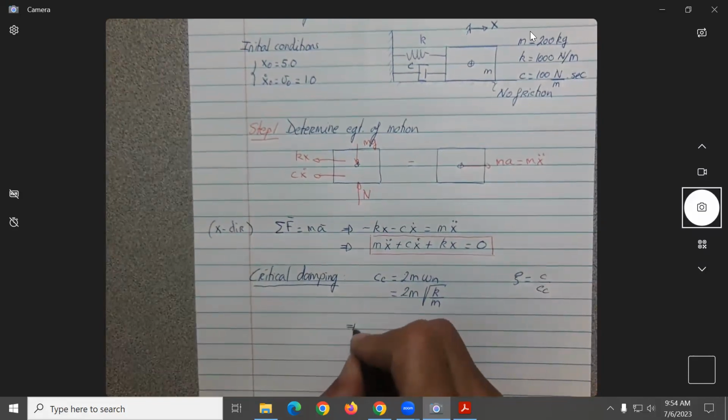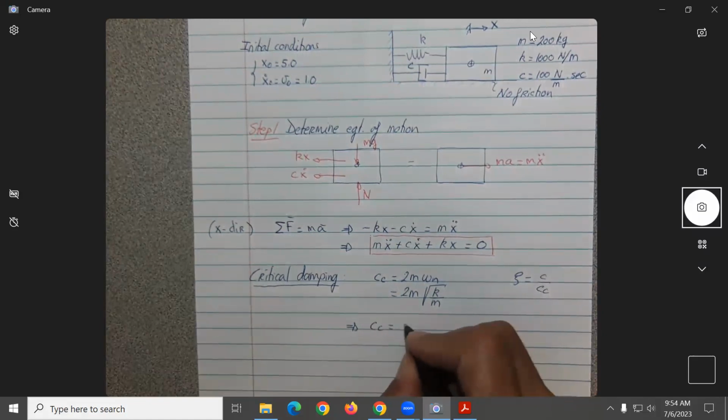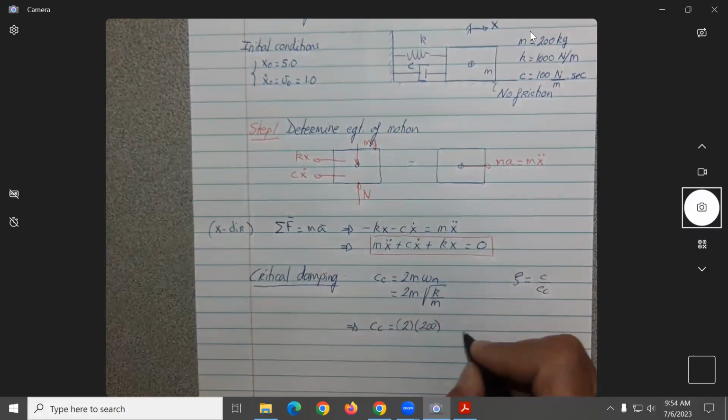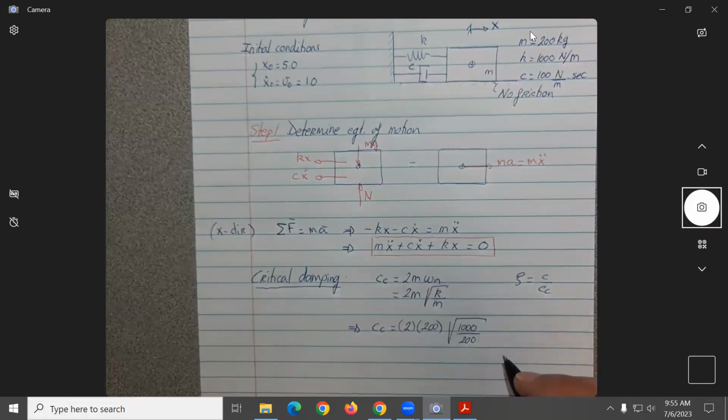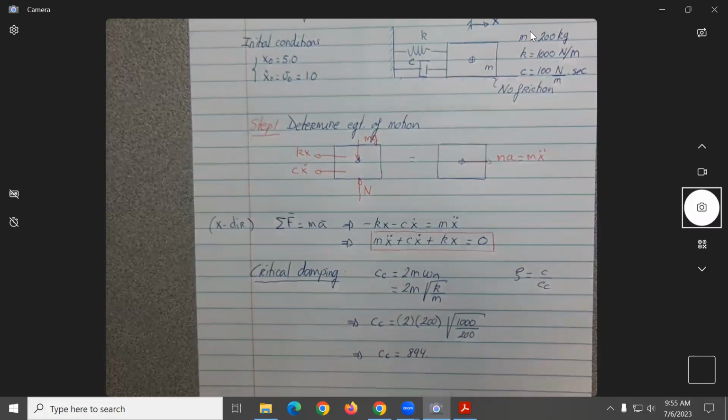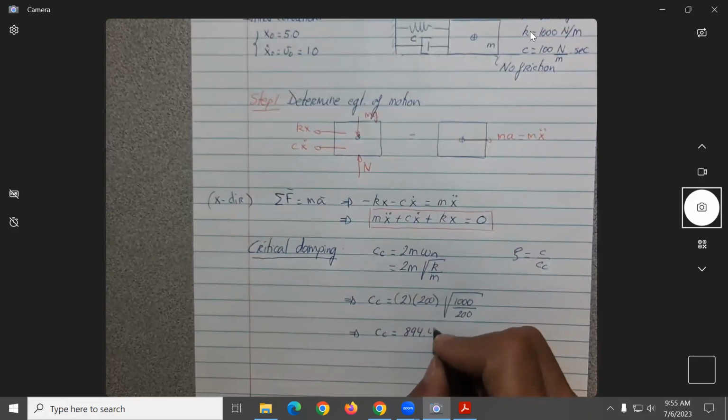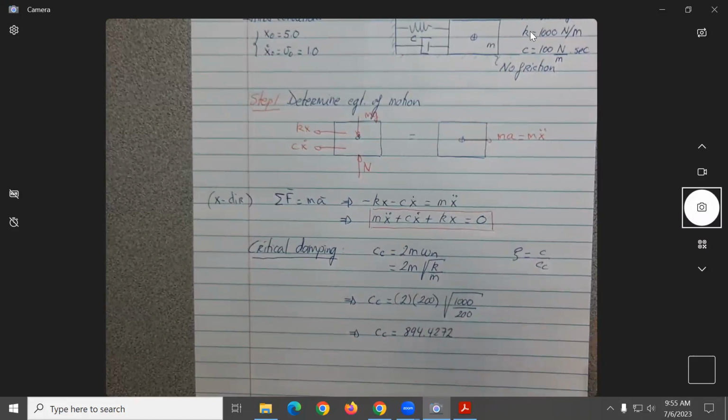So here, if we do the numerical application, we get C sub C equal to 2 times 200 times the square root of 1000 divided by 200. And if you do this calculation, you get 894.4272.